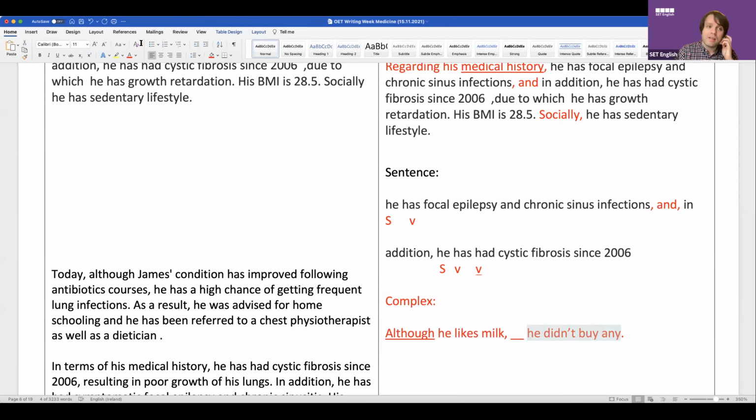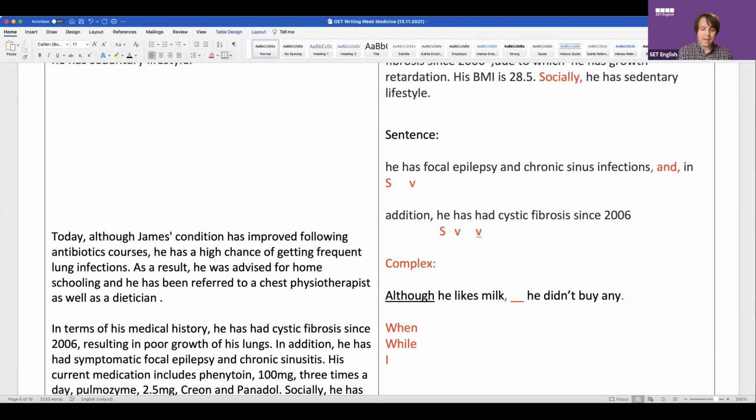But complex sentences are very easy to find because they usually say things like although, when, if. These are complex sentences. When I buy milk, I am happy. While I watch TV, comma, I call my friend. If I win the lottery, I will be happy.